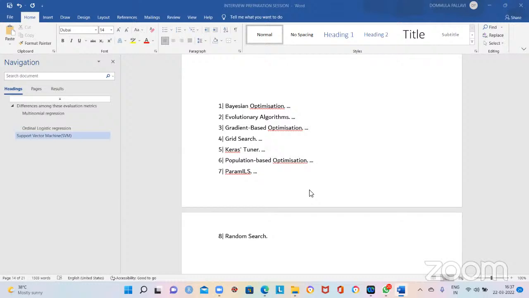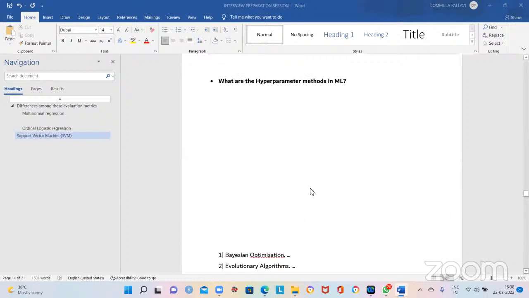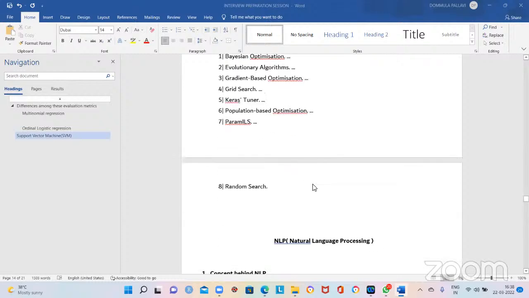Coming to the answer, Bayesian optimization, evolutionary algorithm, gradient-based optimization, grid search, Keras Tuner, population-based optimization, and random search. These are the hyperparameter methods in machine learning.